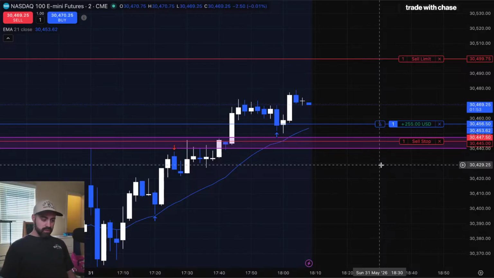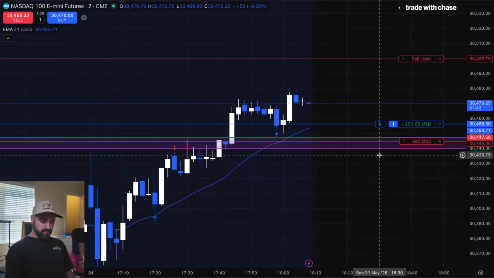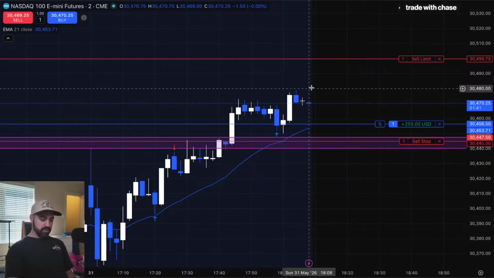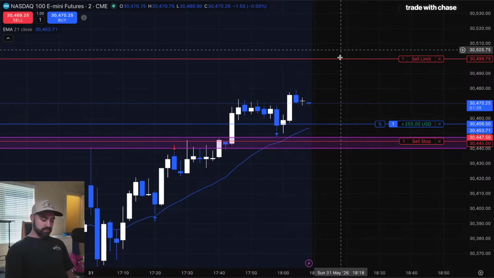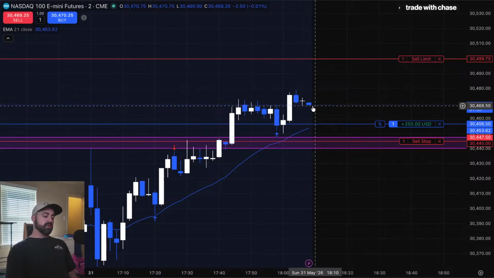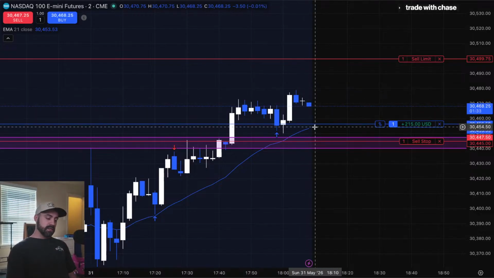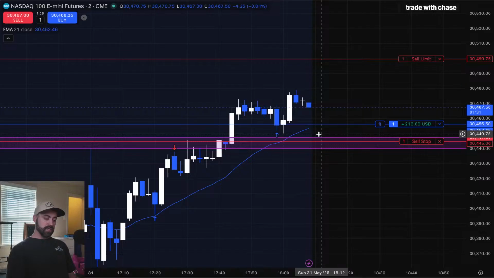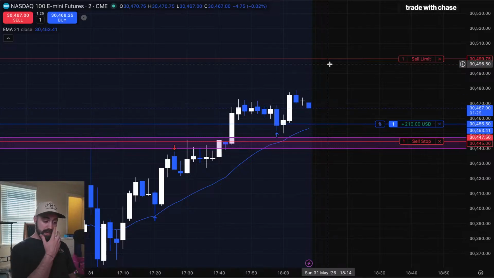Now that the 21 EMA is getting close to my break even point, I am not going to move my stop yet unless we can break above and continue in the upward motion here, because there's always a chance that it comes back down and actually, again, tries to tap the 21 EMA to go higher.